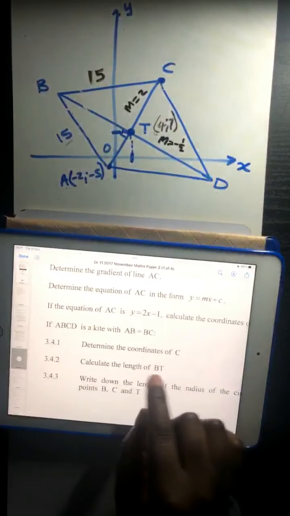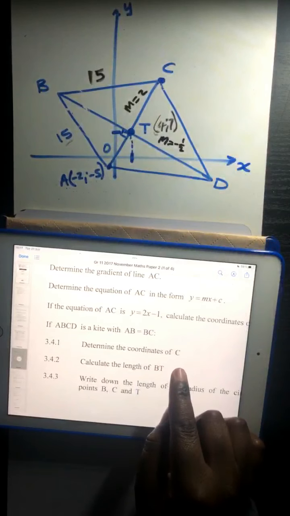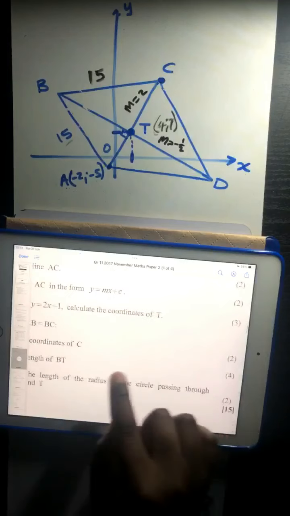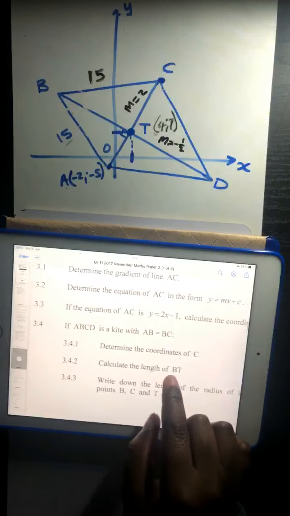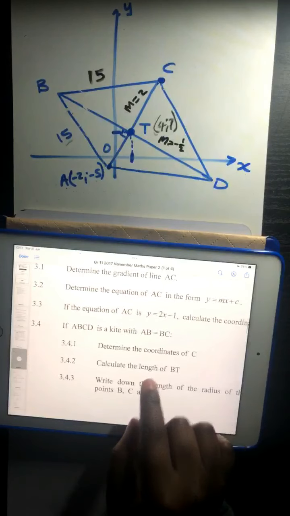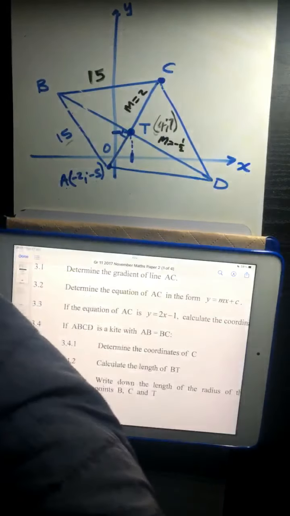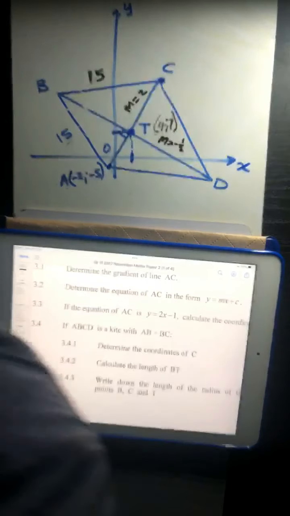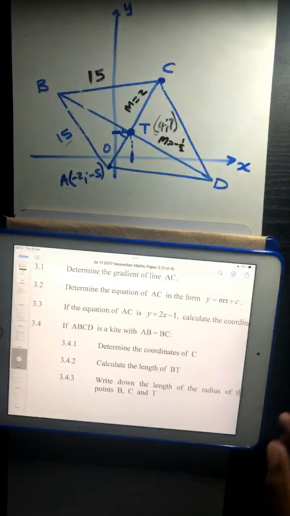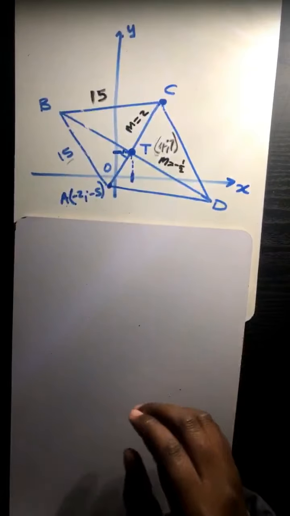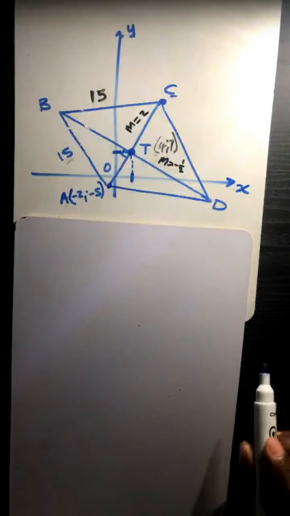So let's see now. They are saying 3.4.1, determine the coordinates of C. Determine the coordinates of C. Okay, it's fine. I'm going to ask myself, do I have two things? Always, guys, if a question is that difficult, don't panic. Just remember that in some chapters it's easy. You just ask yourself some things. If this guy is saying, what are the coordinates of C? Do I have two things?